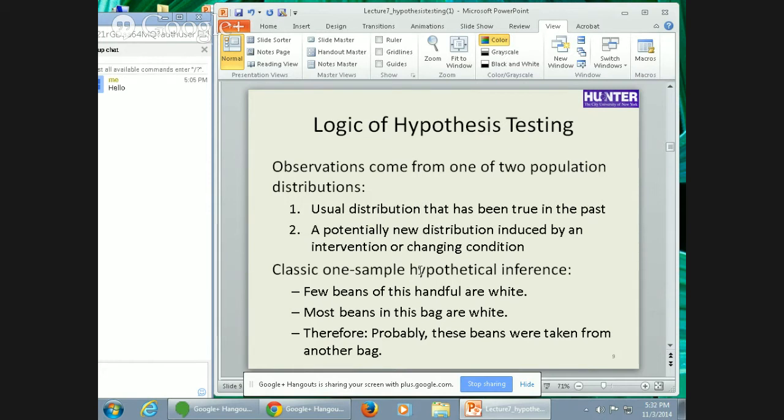And that's basically the way the one sample hypothesis test works. That big bag of beans is what you hypothesize, that's your null hypothesis. And then you take a sample and infer whether it was likely to have come from that null distribution or not. Yes, question? Okay, so let's apply this to our epidemiology studies.